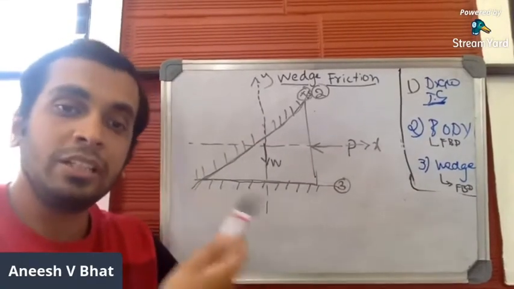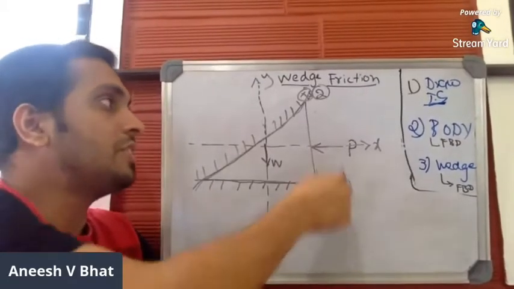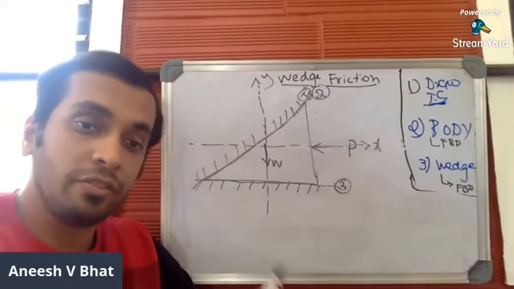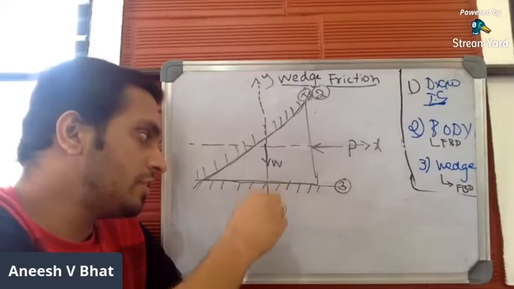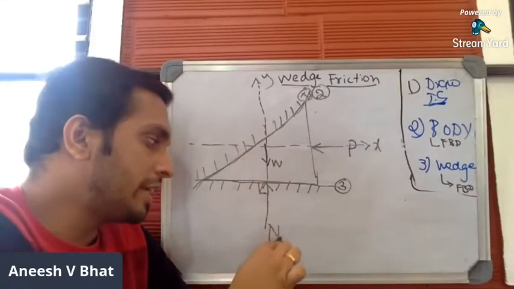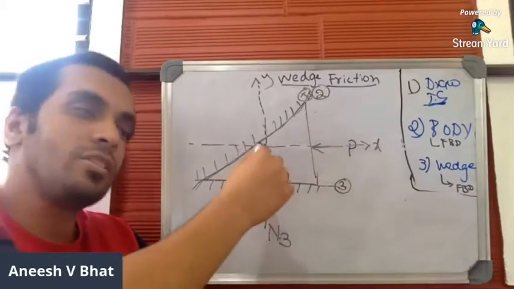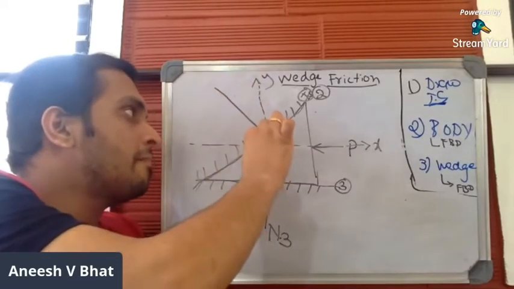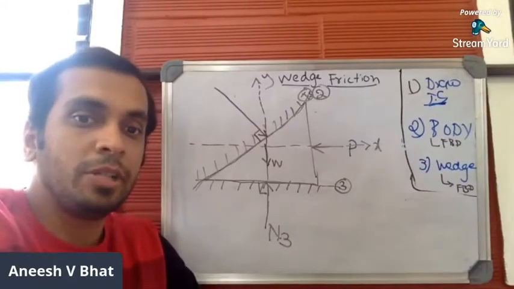Now, after marking the self-weight, you have to mark the normal reaction offered by both surfaces, surface number 3 and surface number 2. You have two surfaces in contact with the wedge, so you have to draw the normal reaction offered by both. The normal reaction offered by surface number 3 will be acting in this way, perpendicular to the surface, directed towards the body. Let me mark it as N3. Now, the normal reaction offered by surface number 2 will be acting in this way, directed towards the body, perpendicular to the surface.